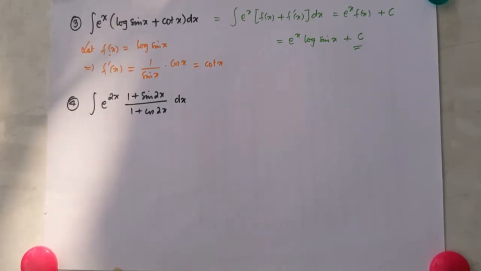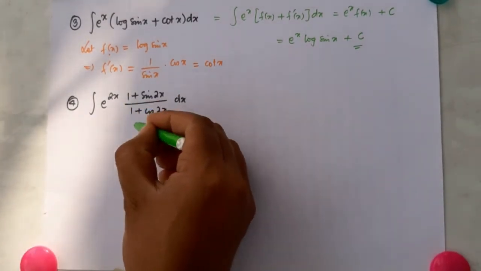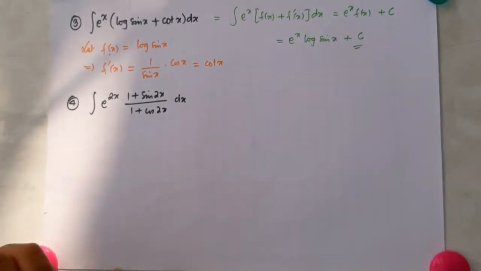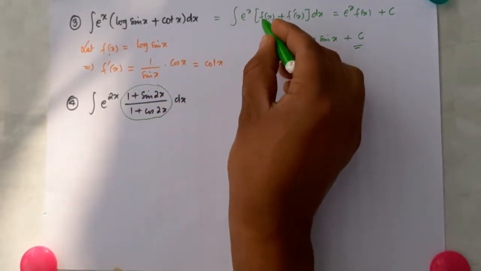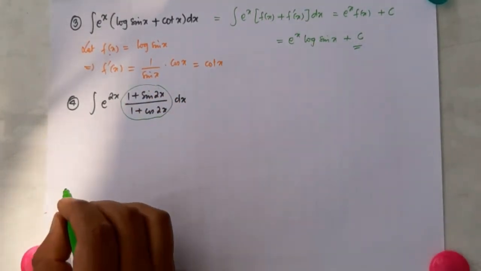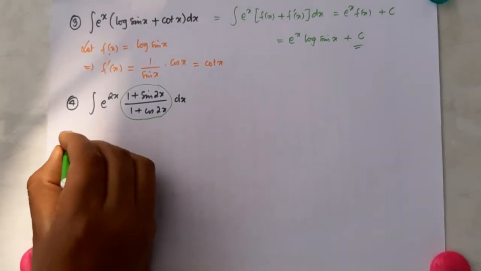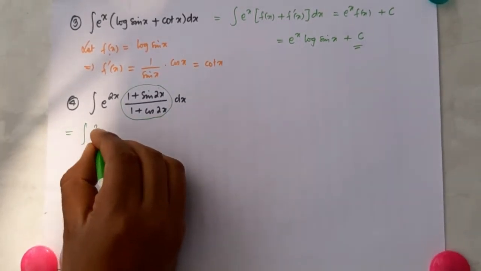Now let's observe this one. Is this a sum of two different functions? No, because there is a division sign out here. So our aim is to convert this into a sum of two different functions. Then let's do this. So we have the integral of e to the power 2x.